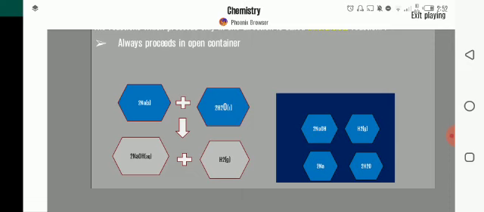Let's see the example of sodium metal and water. When sodium metal reacts with water, after reacting with each other, we get sodium hydroxide and hydrogen gas. As you know that the reaction is proceeding in an open container, so after the reaction we get the products sodium hydroxide and hydrogen gas. Before going ahead, let me tell you some properties of irreversible reaction. Then again, I will explain this example.